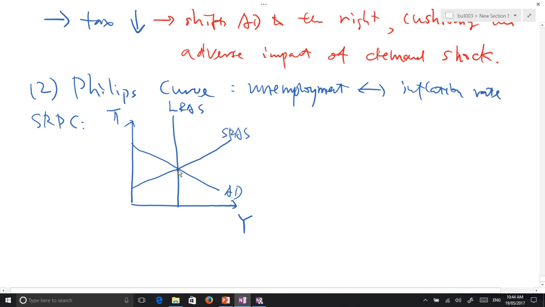The economy is at point A. So inflation rate is pi 0, and output is at its natural rate of output. Unemployment is at its natural rate of unemployment. Since the economy is at point A, at its long-run equilibrium, people's expected inflation will be the same as the actual inflation. People get the expectation right. Okay, let's turn to the inflation-unemployment angle.